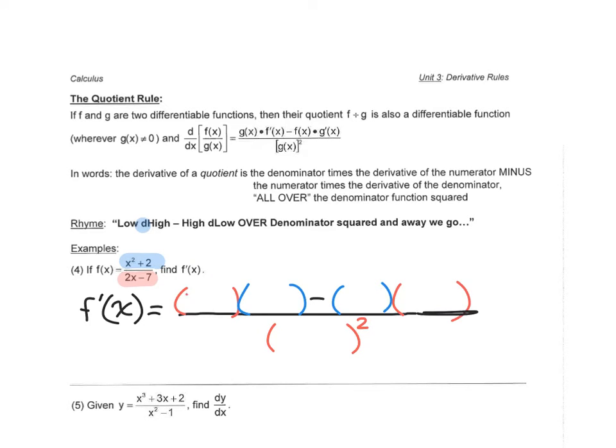So low is 2x minus 7. Can't forget it. There's no rhyme without the away we go. And let it snow, or something, as long as it ends with the O. So, what's the derivative of the high? 2x minus high, x squared plus 2. D low, derivative of the low? 2, over the low squared, over denominator squared, 2x minus 7, quantity squared. Again, did not ask us to simplify.